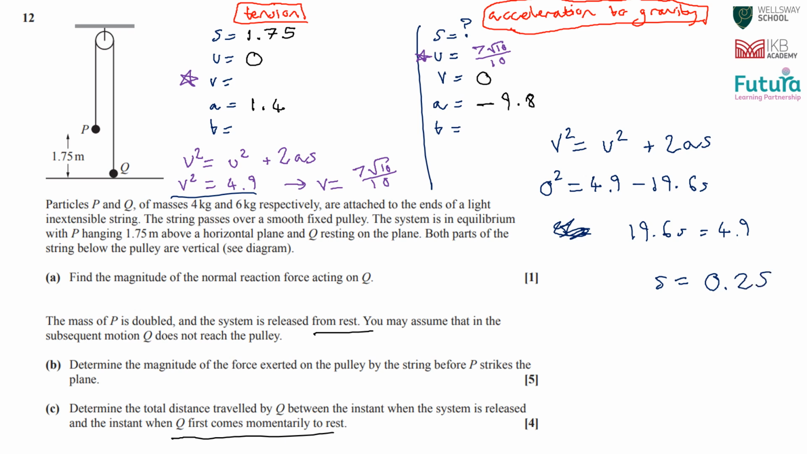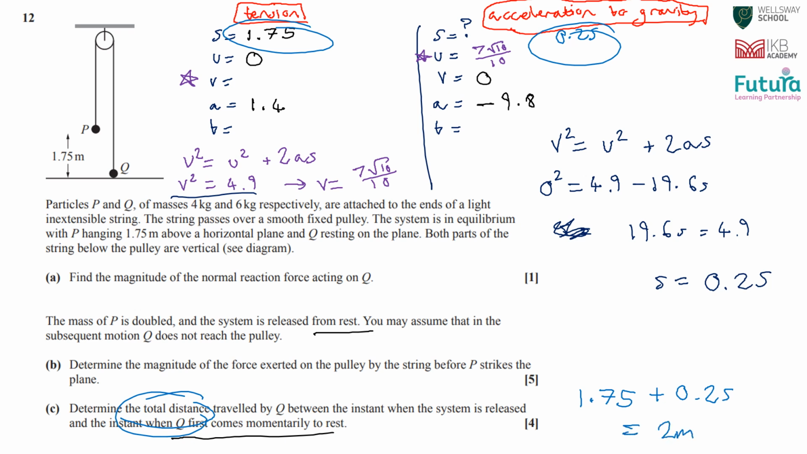Which is nice. And then there's just one last thing for us to do. We're looking for the total distance travelled by Q. So in the first part of the journey, Q travelled 1.75 metres. In the second part of the journey, Q travelled 0.25 metres. So if we do 1.75 plus 0.25, we get an answer of 2 metres, like that.